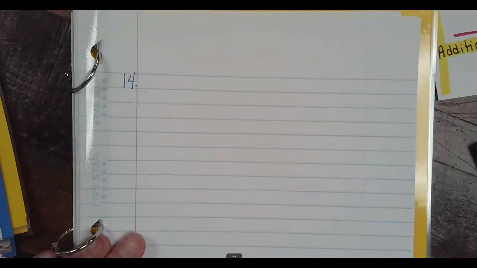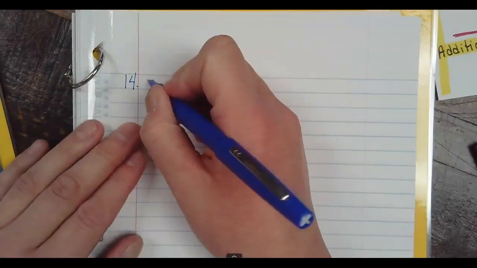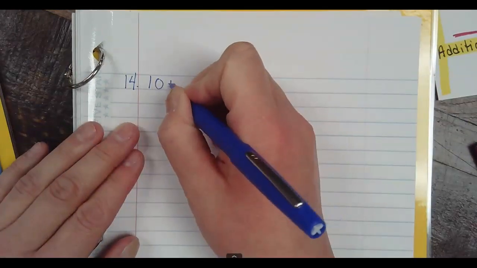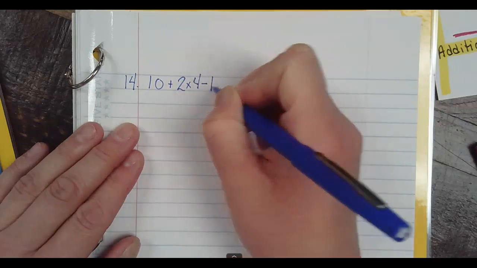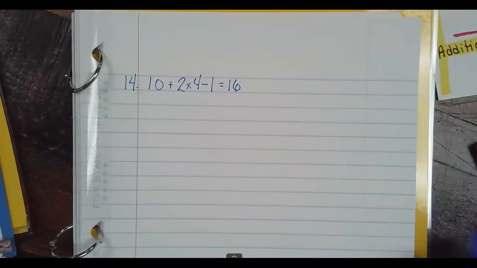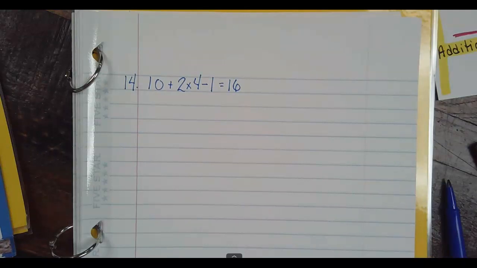All right, number 14. So we have 10 plus 2 times 4 minus 1 equals 16. Ooh, I have one person that says, ooh, I know. When you think you know, put your hands up. Where would the parentheses go, do you think?